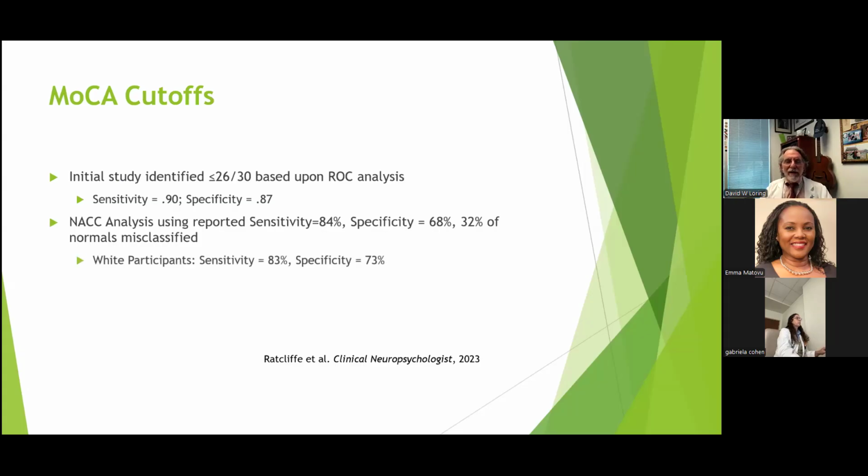More importantly, there's a big race difference. If we take a look at the white participants, the specificity is 73%. But if we look at the Black participants in this cohort, the specificity is reduced to 42%. This means that over half of the cognitively normal Black adults are misclassified. Obviously, this is a hugely serious equity issue.